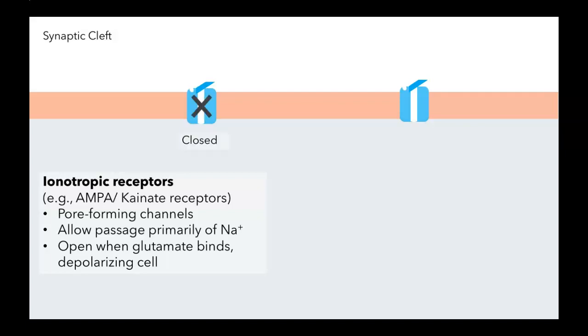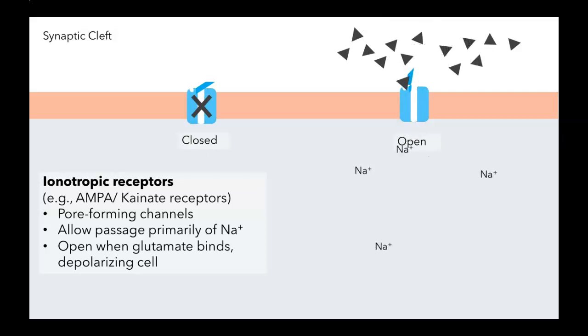In the absence of glutamate, the receptor will be closed. If we add glutamate, the glutamate can bind to the binding site. That will open up the binding gate, and now sodium flows into the cell. It's a very rapid response.